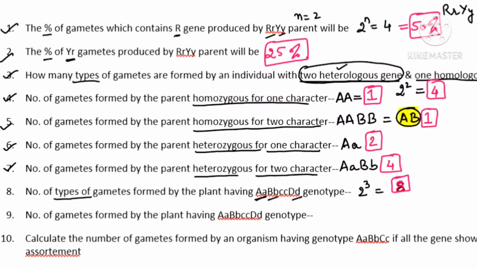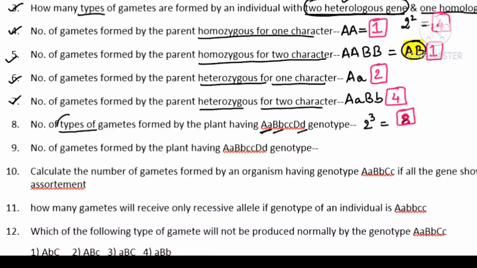Now next question, number of gametes formed by this genotype. So again you have to see how many heterozygous. Now here check the question, genotype is same, then what is the difference? Why I have made it 2 questions. Here they are asking number of types of gametes. Types of gametes. Is it clear?